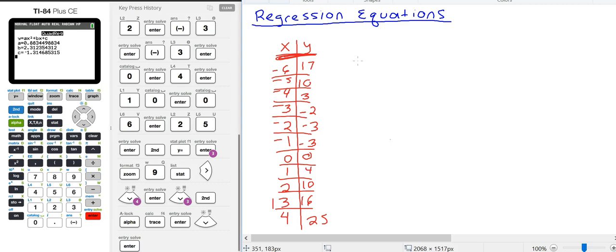That's the equation. Let's round it off. So y is equal to, let's round to the hundredths, 0.88x squared plus 2.31x minus 1.31. That would be the quadratic regression equation. Let's see how it looks when it's graphed.